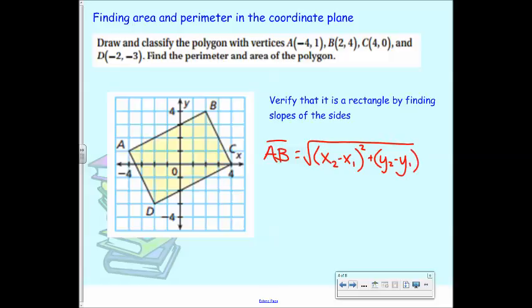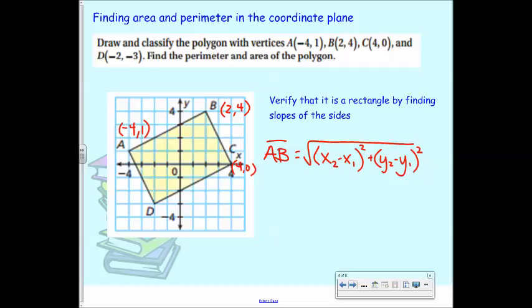Good. Okay, x2 minus x1 squared and y2 minus y1. What's the coordinate of A? -4, 1. And what's the coordinate of B? 2, 4. Okay. And then what's the coordinate of C? 4, 0. And that's all we need in this case. So we're going to do AB, and then we'll do BC, and then we should be ready to go.